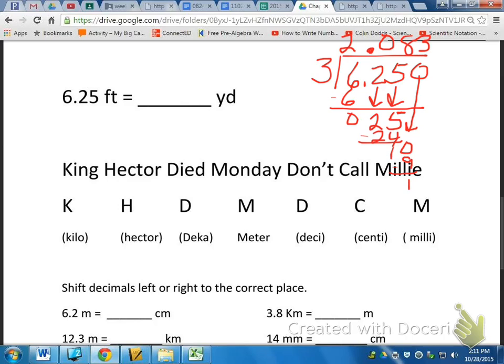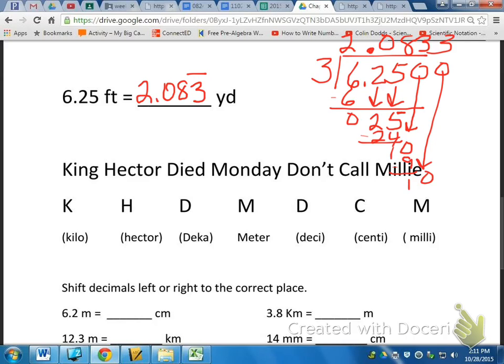Okay, uh-oh, what's going to happen, Megan? It's going to repeat. So for my answer, what do you think I should put? 2.808. I'm going to keep going and put repeating. 2.083 repeating. Questions about that? Okay, that's the standard unit.